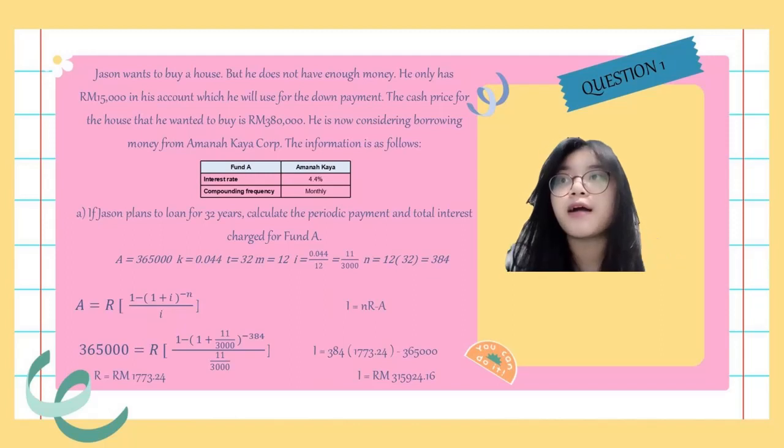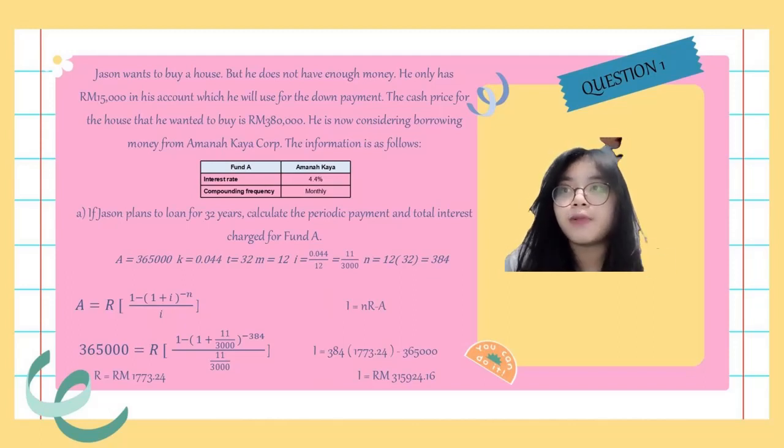Question 1. Jason wants to buy a house, but he does not have enough money. He only has 50,000 in his account, which he will use for the down payment. The cash price for the house that he wanted to buy is 380,000. He is now considering borrowing money from Amanah Kaya Corp. The information is as follows. The interest rate is 4.4%. Compounding frequency is monthly.